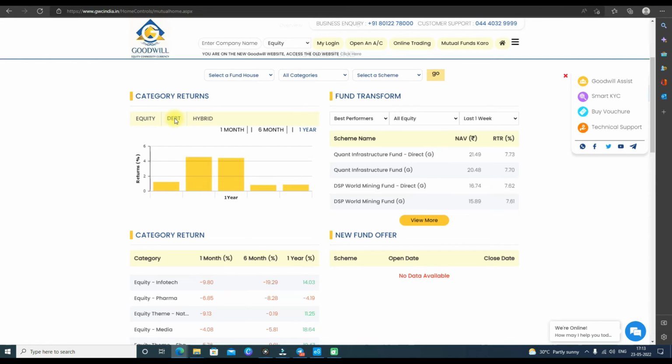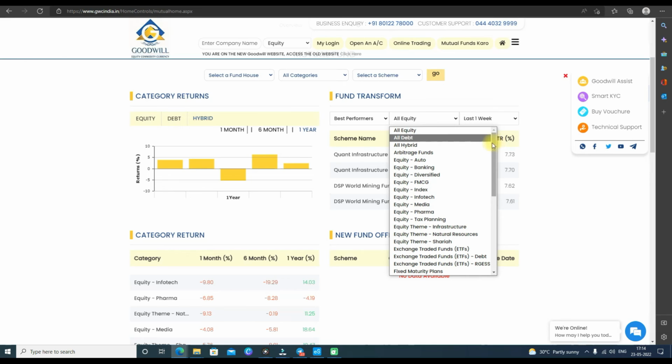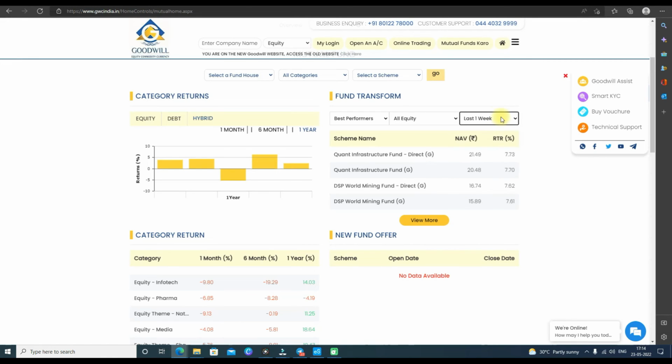These are debt, and these are basically the combination of equity and debt, that is known as hybrid, and these are basically the best schemes. So for the first we have Quant Infrastructure Fund Direct Growth with a net asset value of 21.49 and a rate of return of 7.73%. If you want to see some other categories, we can just click on this drop down menu and look for any other option, and these are basically the time frames of those schemes.